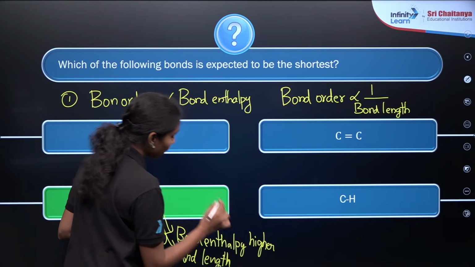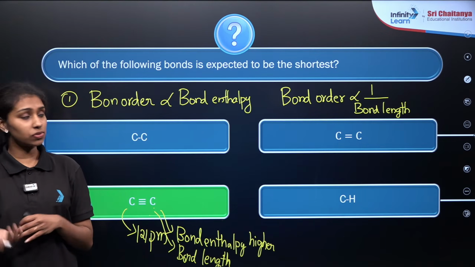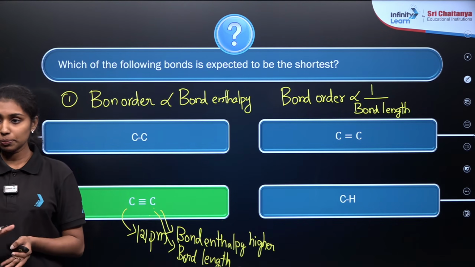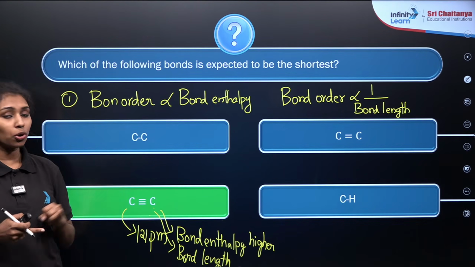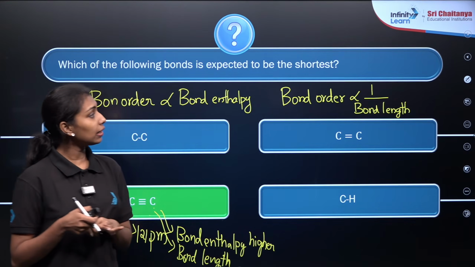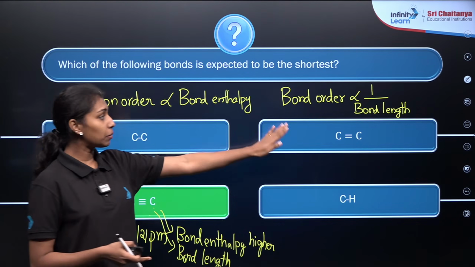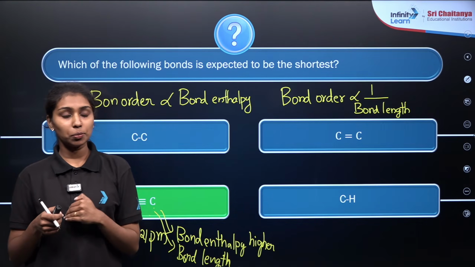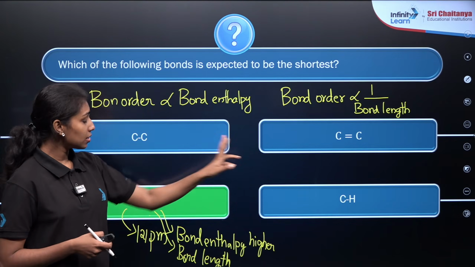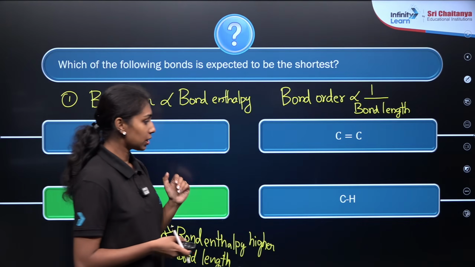You can expect more questions based on the relationship between bond order, bond strength, bond enthalpy and the bond length. The only point is that bond order is directly proportional to bond enthalpy, bond strength and the bond angle, but it is inversely proportional to the bond length. You can just remember this by using the example of C single bond C, C double bond C, and C triple bond C.